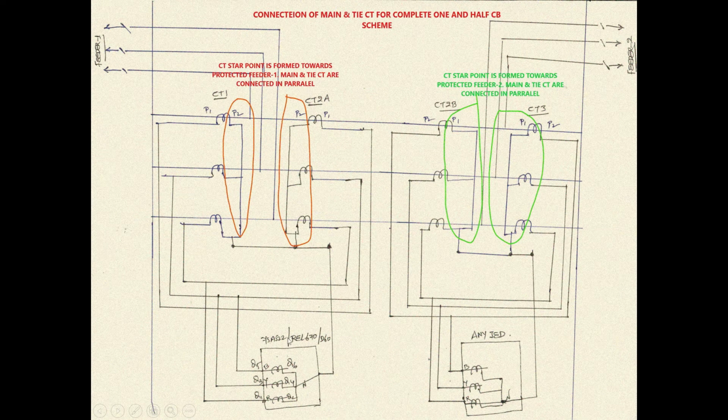It may be your 7SA522, that is Siemens make distance protection relay, REL670 of ABB make distance protection relay, or D60, P444, SEL421, any relay, the connection will be exactly the same.